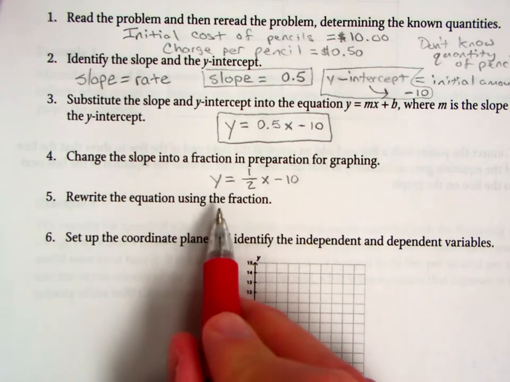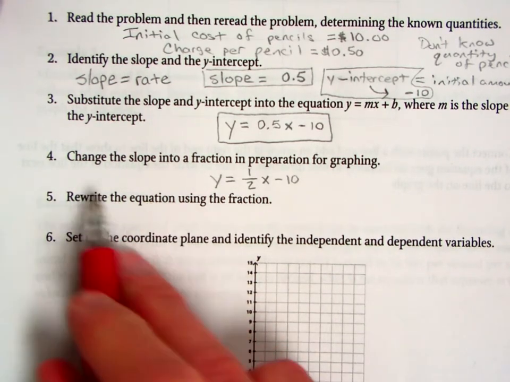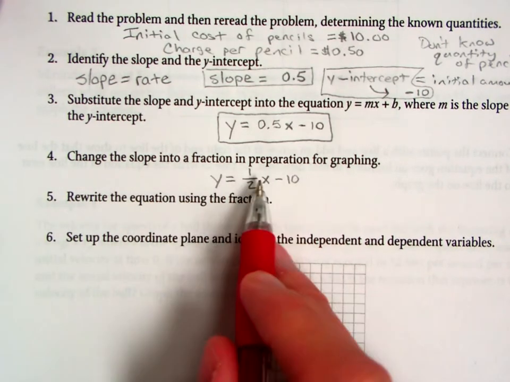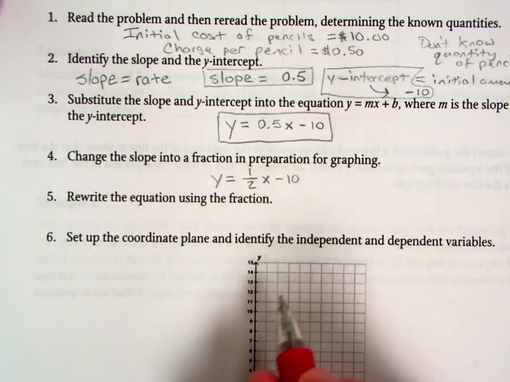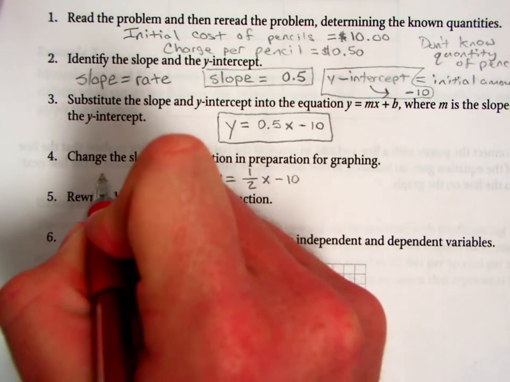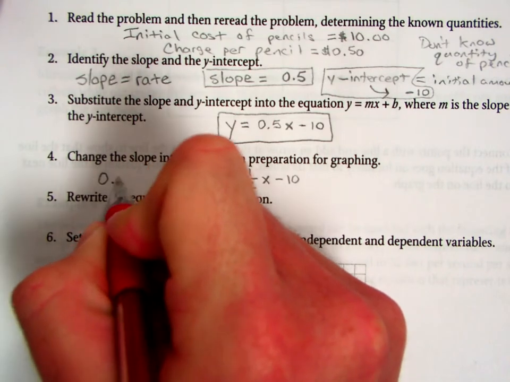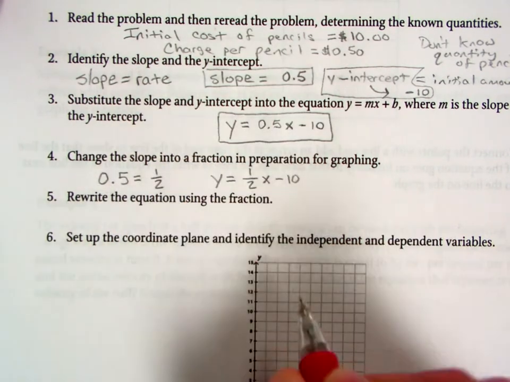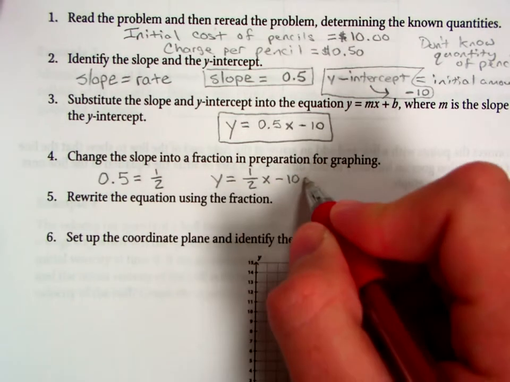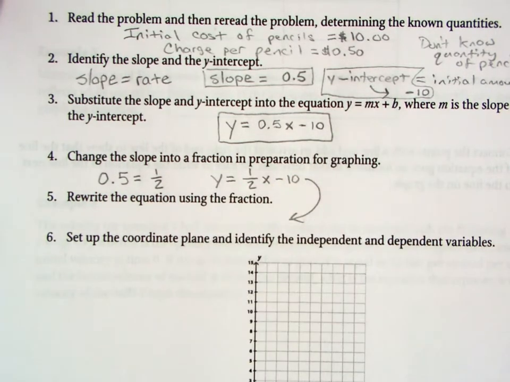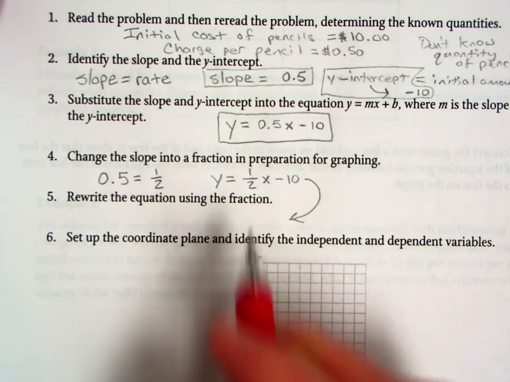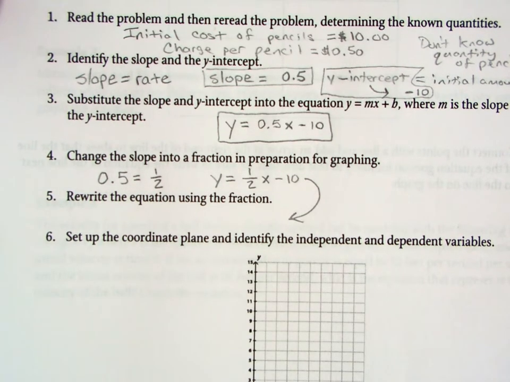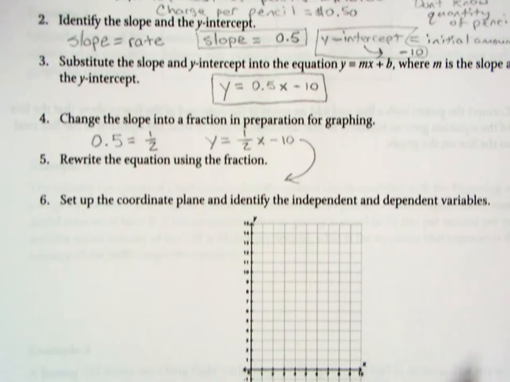Okay. Oh, I guess I just did steps 4 and 5. It says change the slope into a fraction in preparation for graphing. Would have helped if I had read the question correctly. But let's do this. 0.5 equals 1/2. And then this right here should be my answer to number 5. Rewrite the equation using the fraction. So I've got an equation set and ready to go. So now I am ready to graph this thing.